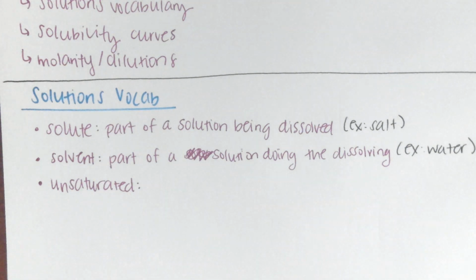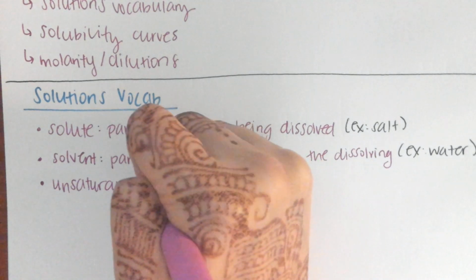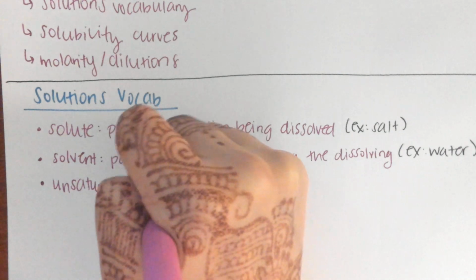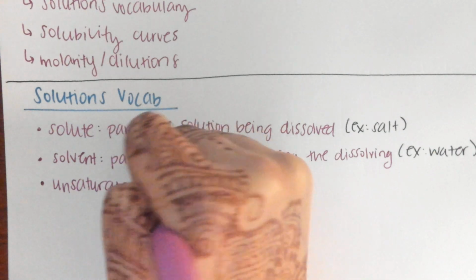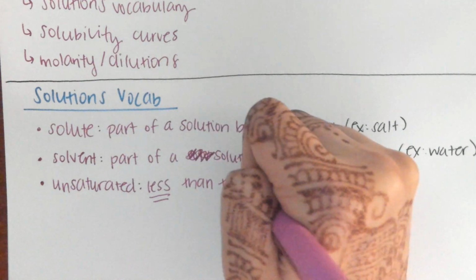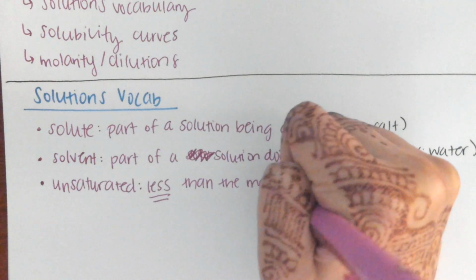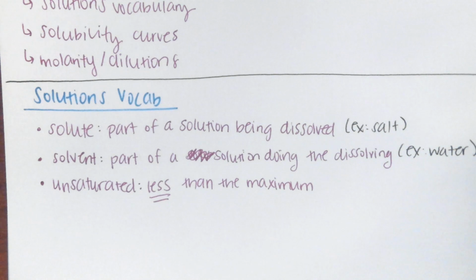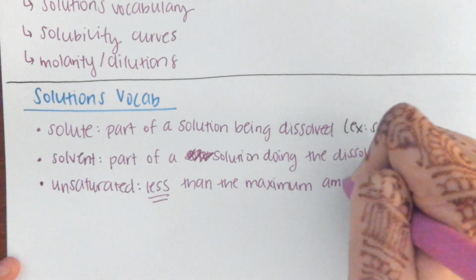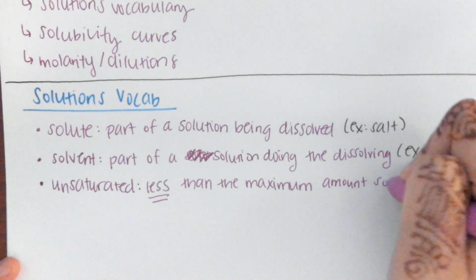So it's below the wanted amount? Yes. So I'm going to give you a similar keyword. So if you see that same word, you know what it is. So it's a solution when it has less, keyword less, than the maximum amount. Would it say below the line or above the line? No. Okay. That's why I'm giving you this definition, so you know that an unsaturated solution has less than the maximum amount a solution can hold.